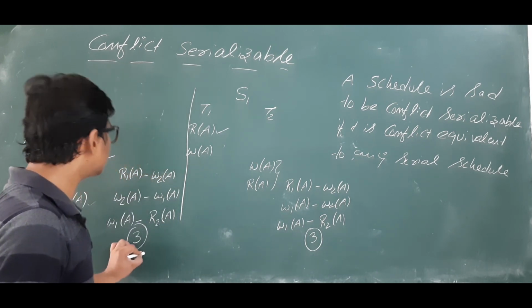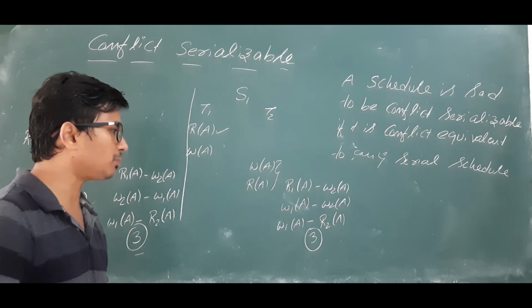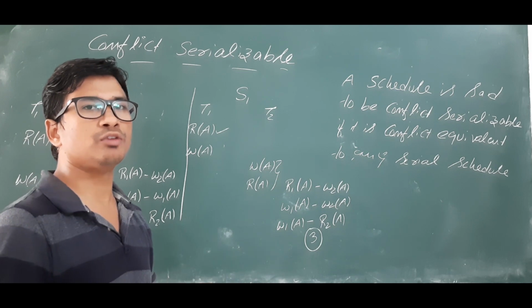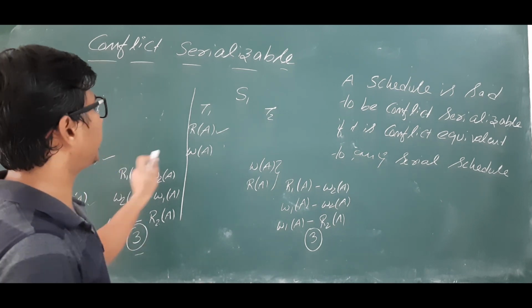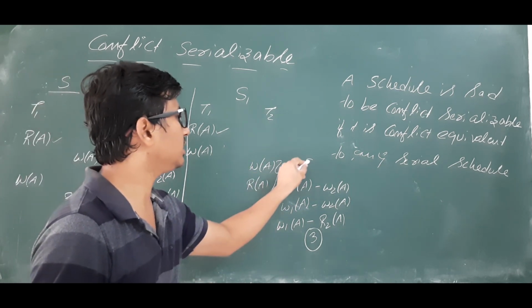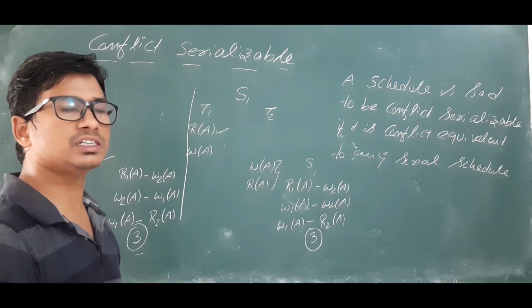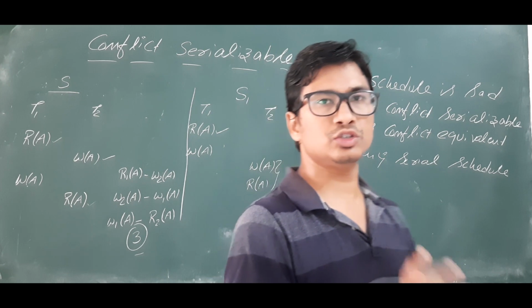In this given schedule S, we have found 3 conflict operations. Here also we found 3 conflict operations. So the number of conflict operations in schedule S and in schedule S1 is the same. Okay, the first condition is satisfied. What is the second condition? The order also should be the same.